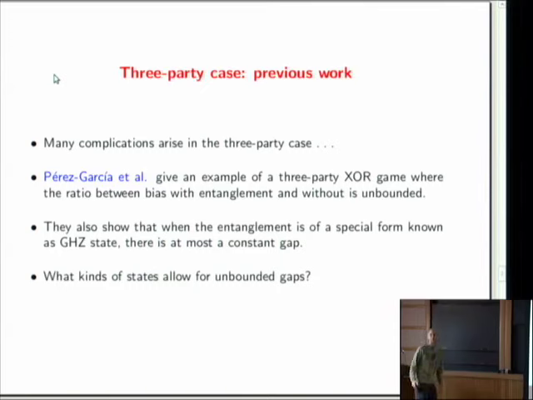Okay, so what's known in the three-party case? Much less is known, and you don't have the nice relationships that you have in the two-party case. There's actually an example given by Perez-Garcia and others where there's an unbounded gap between what you can achieve with entanglement and without.